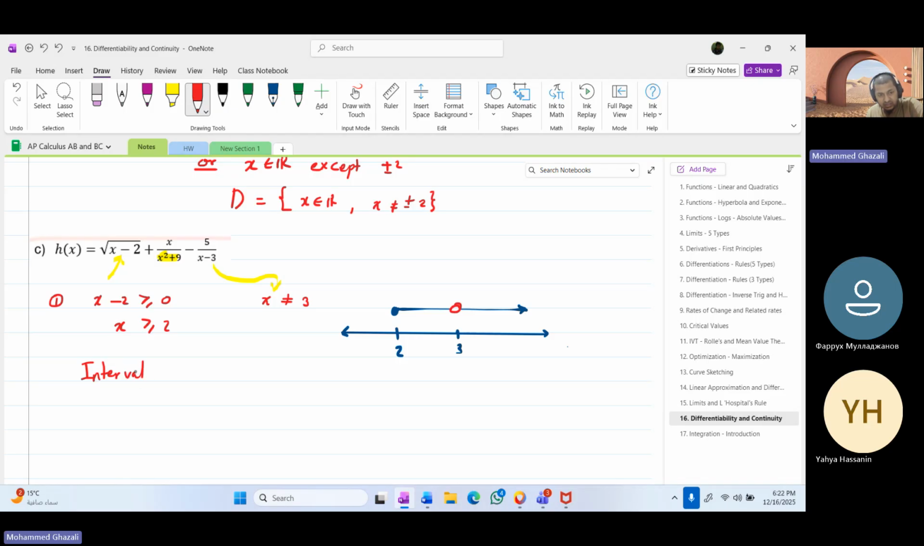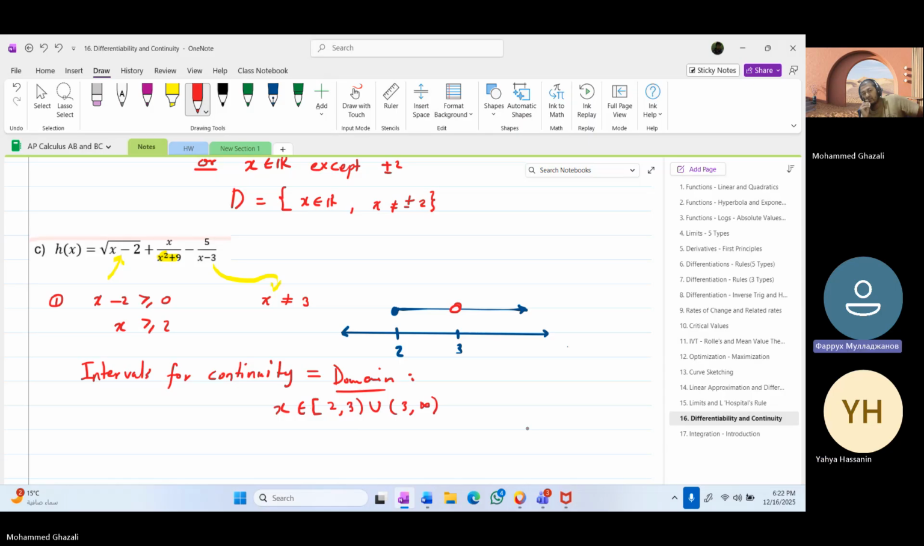What does intervals for continuity mean? The domain. So what's the domain? Domain is x is greater than or equal to 2 and not equal to 3. X is an element from 2, square bracket, 2 to 3, union 3 to infinity. Make sense?